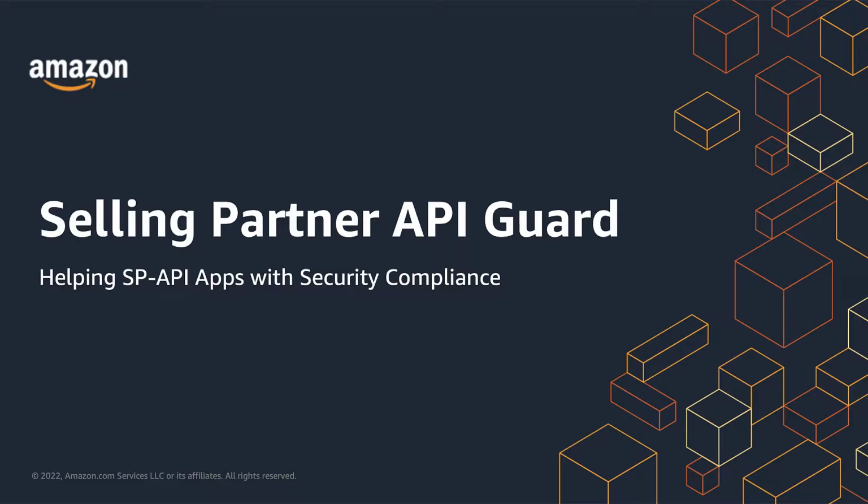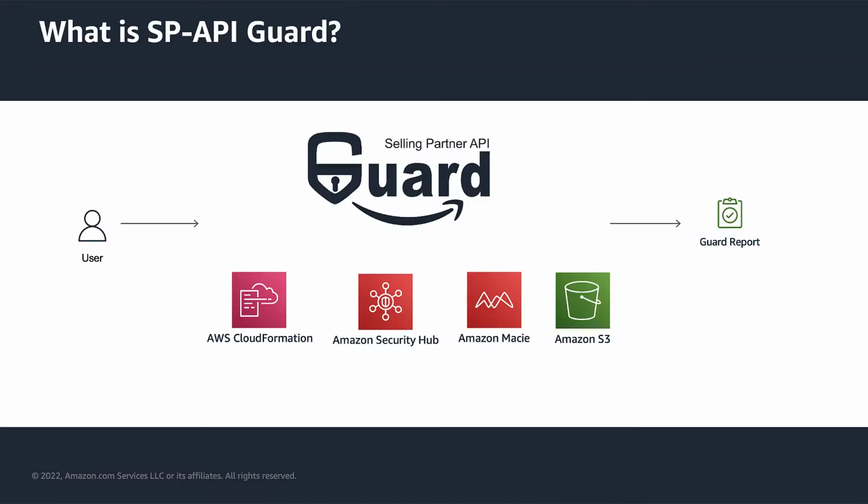Today I'll be talking about a new feature we just launched, SP-API Guard. Selling Partner API Guard is a serverless application that scans the Selling Partner API developer's AWS account to assess their security compliance with Amazon's data protection policy. Guard leverages custom scan rules built with AWS Security Hub and Amazon Macie to look for security gaps, and then returns a findings report with remediation recommendations within 24 hours to your S3 bucket.